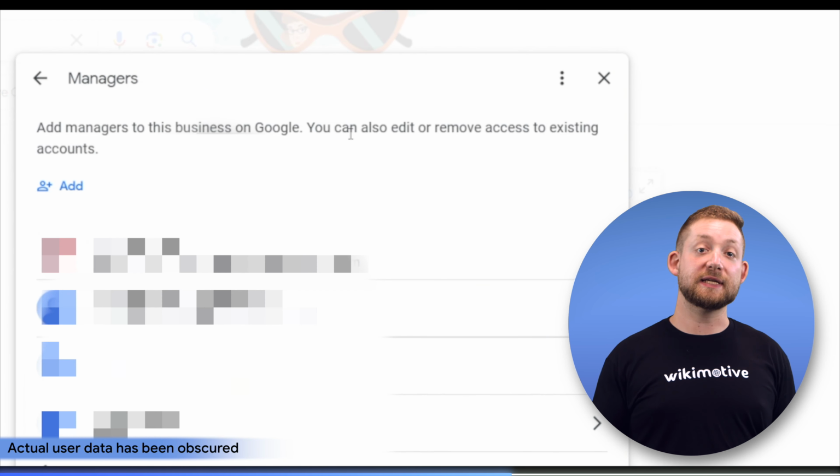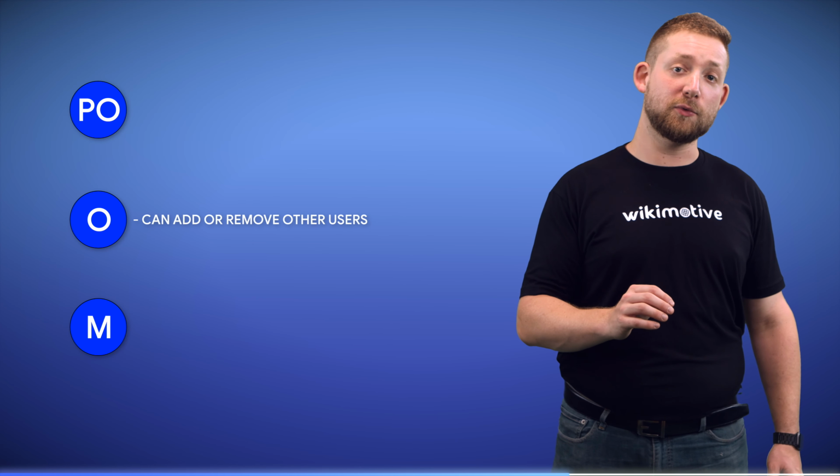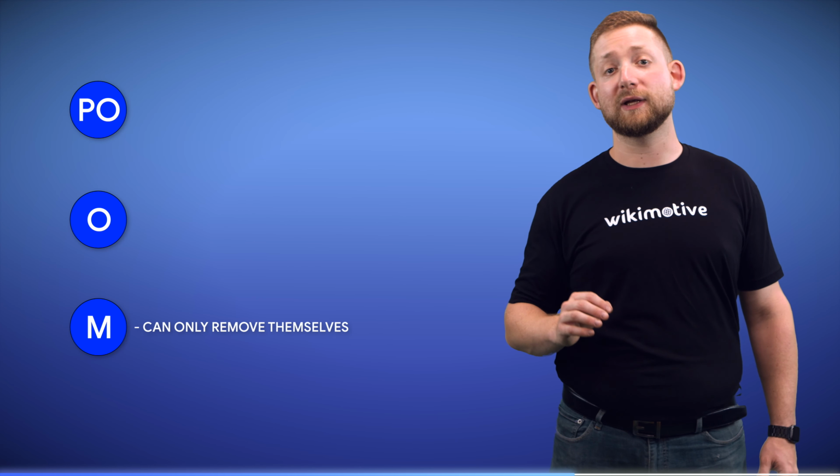broken out into three different access levels: Primary Owner, Owner, and Manager. Keep in mind that there has to be one primary owner, and if that person wants to relinquish that role, they need to transfer ownership to someone else. Moving on to the other levels of access, you can have as many owners and managers as you want. That said, owners can add or remove other users, but managers can only remove themselves. It's also important to note that Google Groups cannot be added to serve in any of these admin capacities. It has to be an actual Google account.